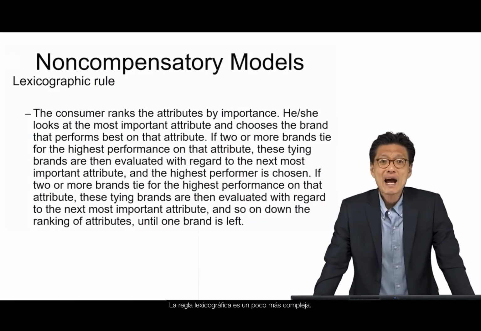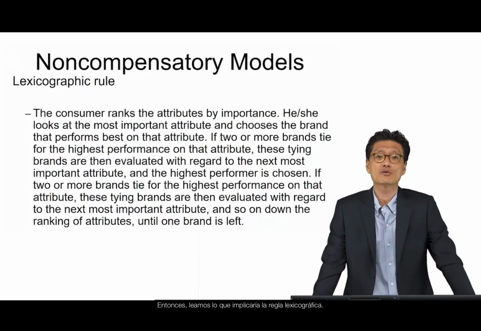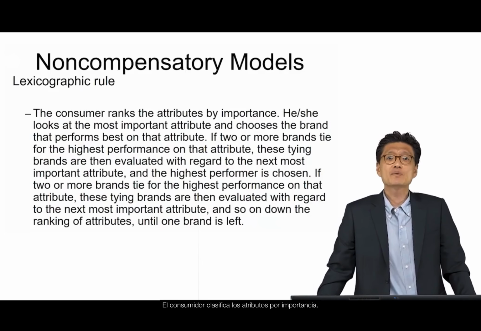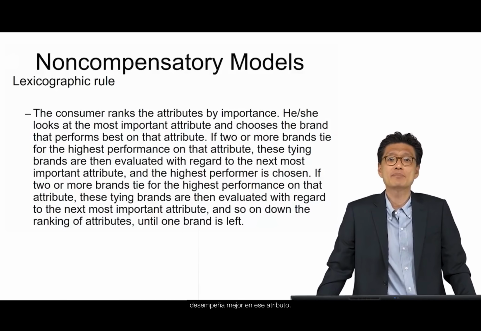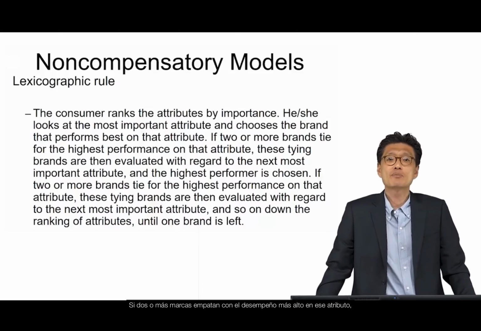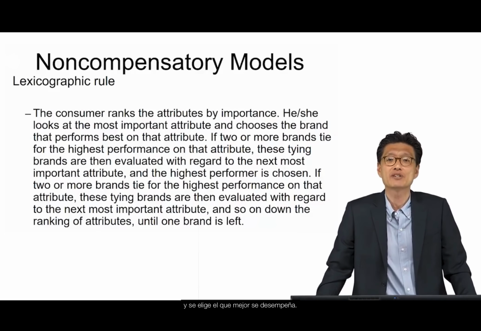The lexicographic rule is a little bit more complex. So let's read what the lexicographic rule would entail. The consumer ranks the attributes by importance. He or she looks at the most important attribute and chooses the brand that performs best on that attribute. If two or more brands tie for the highest performance on that attribute, these tying brands are then evaluated with regard to the next most important attribute, and the highest performer is chosen.